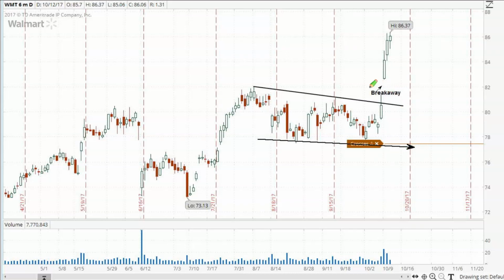And normally when you get something like that, you just buy it because it's a clear breakaway, and you could see it has continued to move on the upside. So this is a very bullish pattern. I think Walmart's a very bullish stock. That's a look at one of them. So we have quite a number to look at.